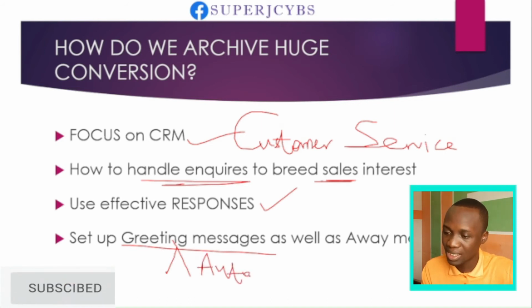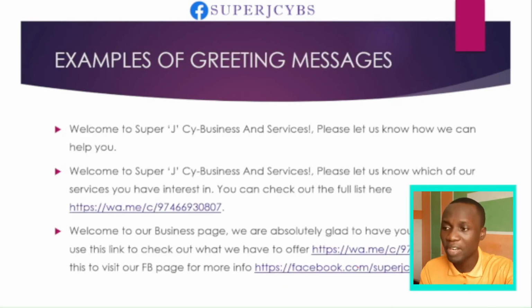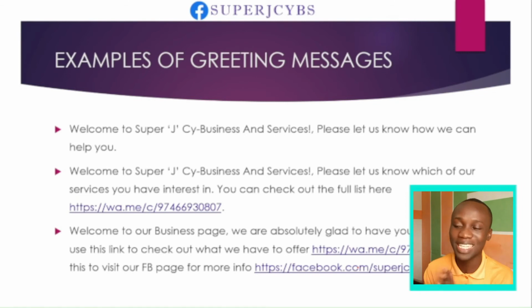You don't have to be there to send it. Once somebody sends you a message on WhatsApp, or on Telegram, or sends a message to your page, these messages are sent to them automatically. So it is one wonderful way we are going to overcome this. Example of a greeting message is, welcome to SUPERLIFE Business and Services. Please let us know how we can help you. You see, it is like a wide smile. You are not there, but this message is sent automatically to them, and then they like it. It looks like you are there. And then they will leave the message there, and then quickly you can come in and respond to them.